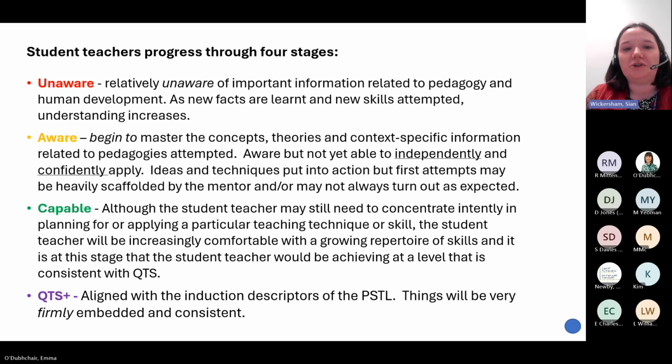When we're thinking about a student teacher who is unaware, it means that they are relatively unaware of the important information related to pedagogy and human development. So there are certain gaps in their knowledge that they just don't have an understanding of. And we would see quite a lot of student teachers start off in this unaware space when they join us on the PGCE programme. Not necessarily all student teachers will start here, because we often have student teachers that come with a whole wealth of knowledge and experience. Maybe they've been a teaching assistant, maybe they've got experience working with children, but it is not a bad thing that student teachers start here.